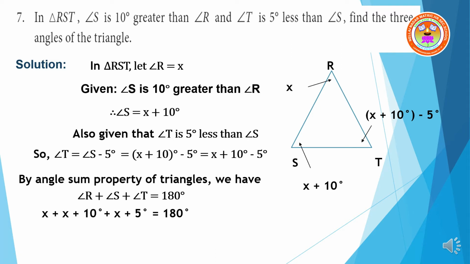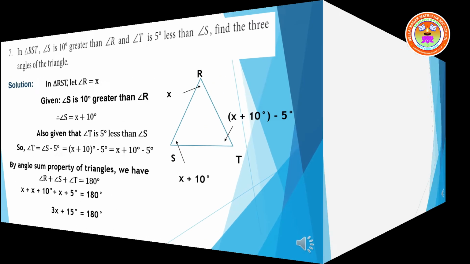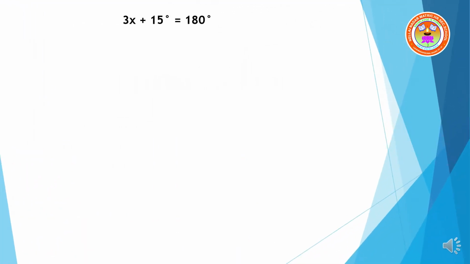Okay. Now, on the left hand side, we have three X, X plus X plus X. So, we are going to add all the three X. So, that will be 3X. And we have 10 degree and 5 degree. So adding both you will get 15 degrees. So 3X plus 15 degrees is equal to 180 degrees.